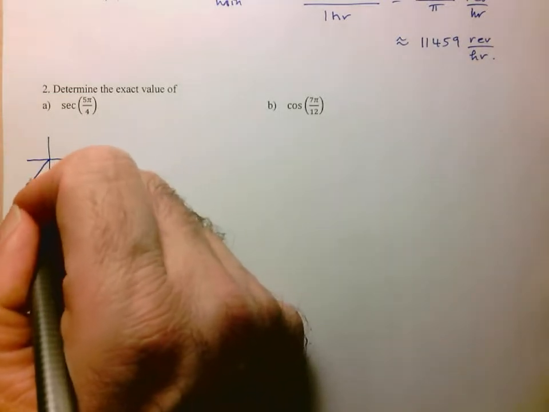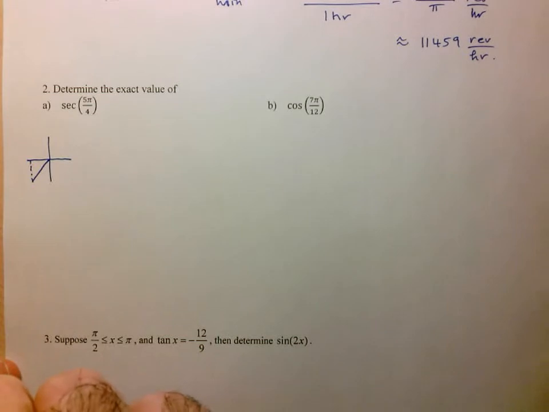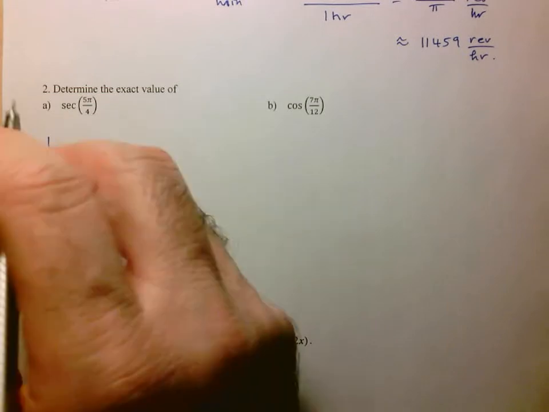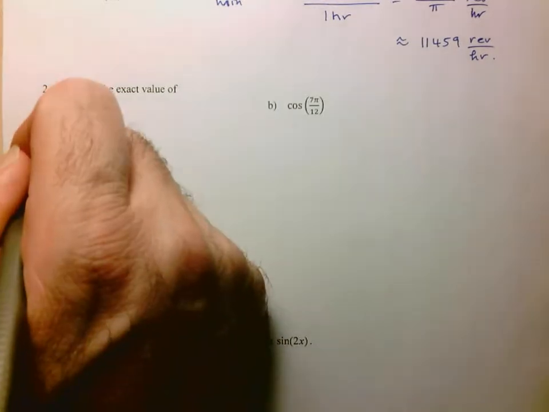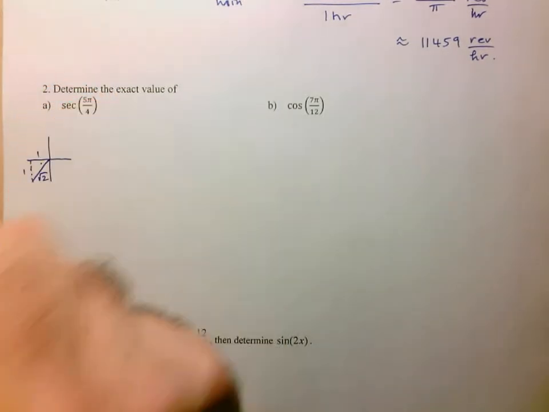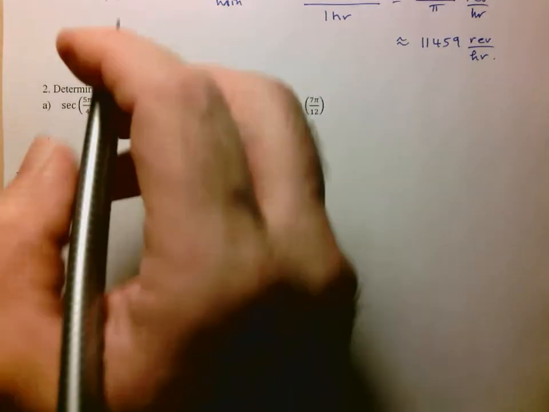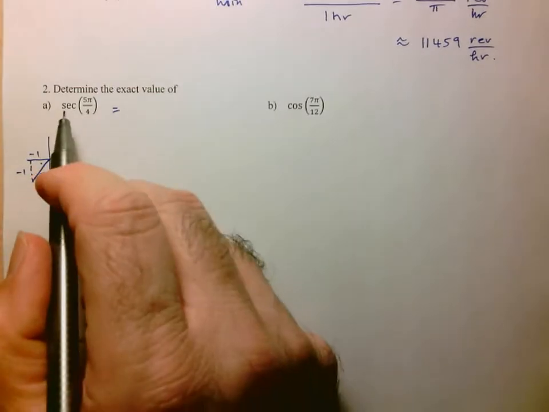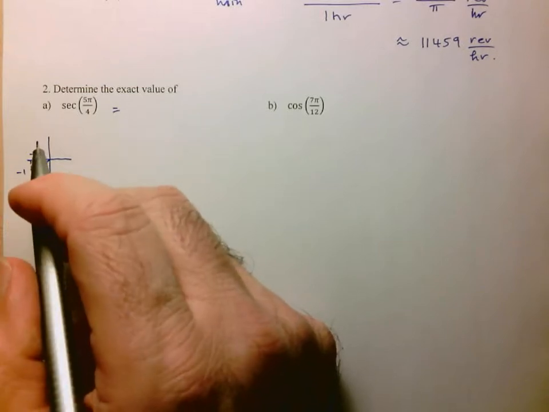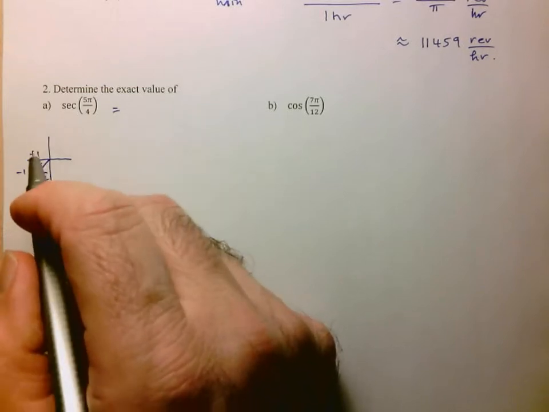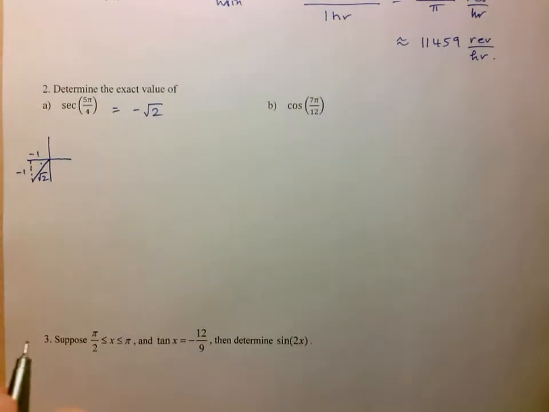Notice how I know that it's going to be right in between. So I try to make the diagram at least a little reflective of the actual angle. So my related acute angle is pi over 4, and so here I've got 1, 1, root 2 as my special triangle, and here both the x and y values are negative. So secant, of course, is the reciprocal of cosine, and so instead of being x over r, it's r over x. So my answer here is negative root 2.